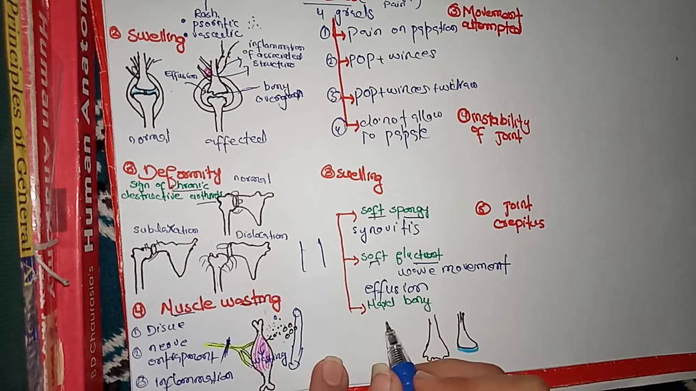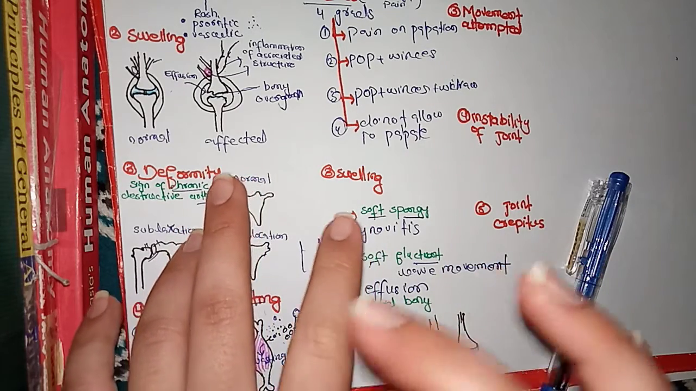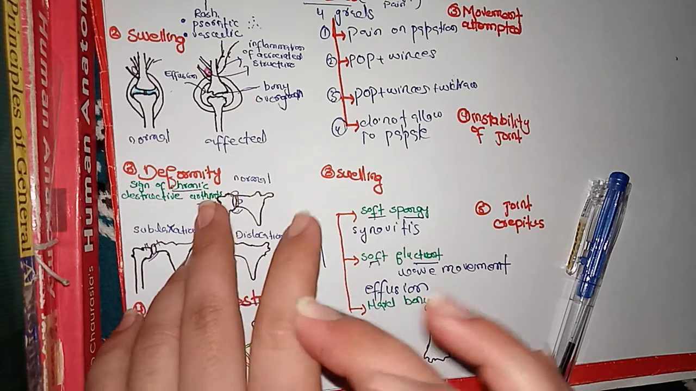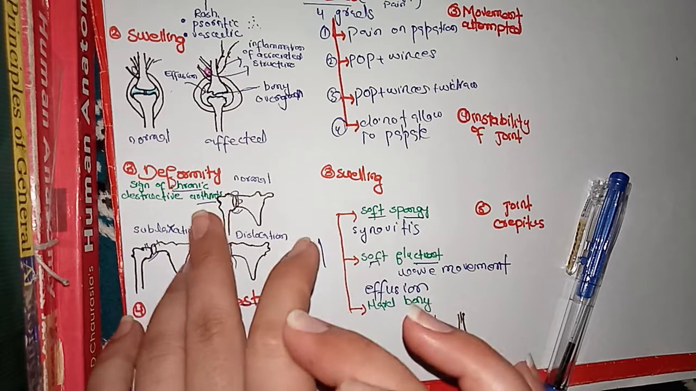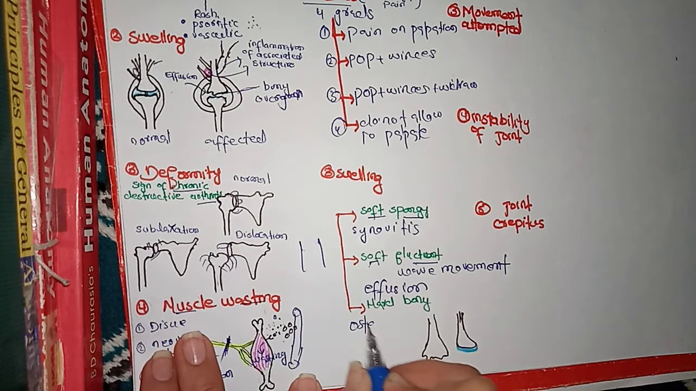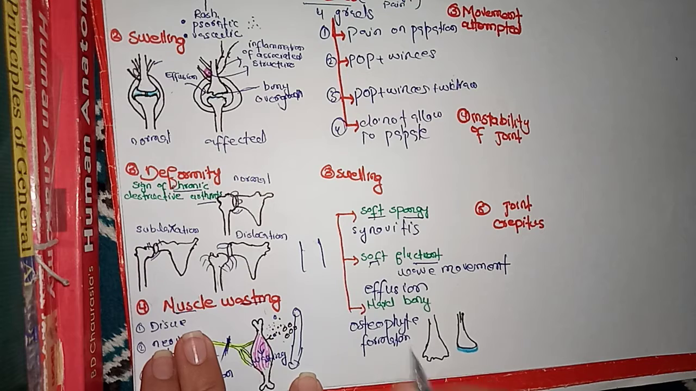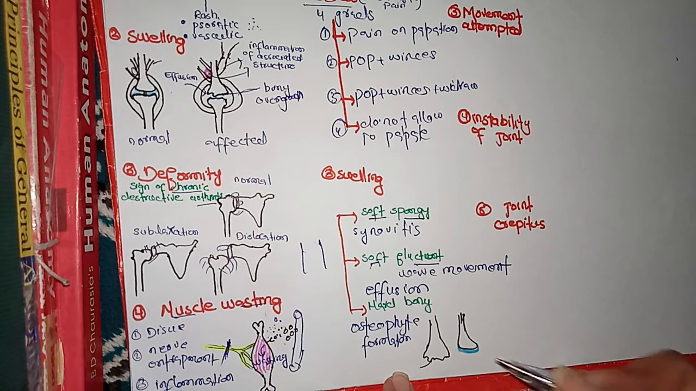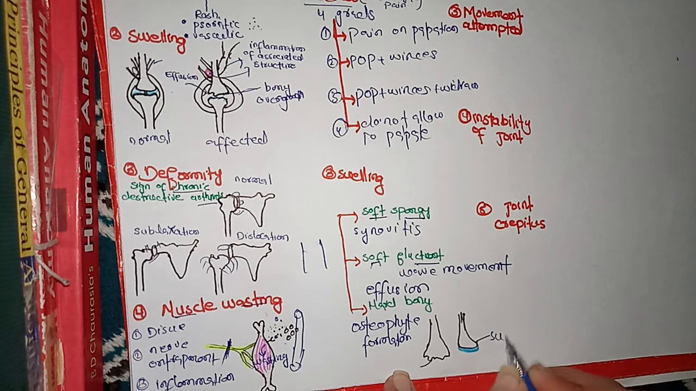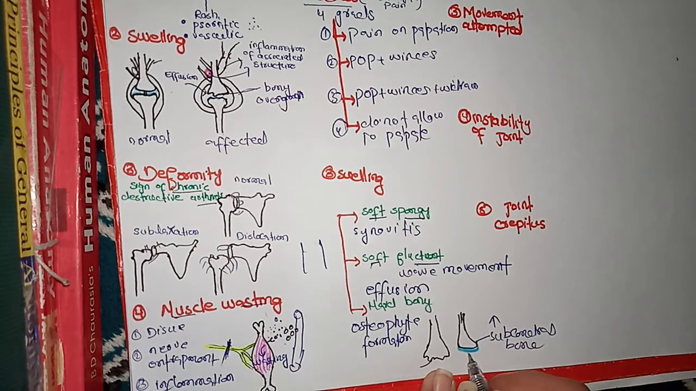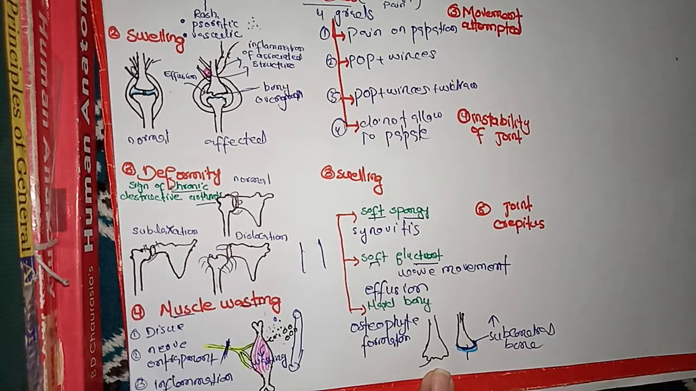And when you palpate the patient's joint, if you observe a swelling that is very hard and very tough, it means that there is osteophyte formation, or maybe the mass of subchondral bone is increased. This is cartilage, and below the cartilage, this bony area is called subchondral bone.